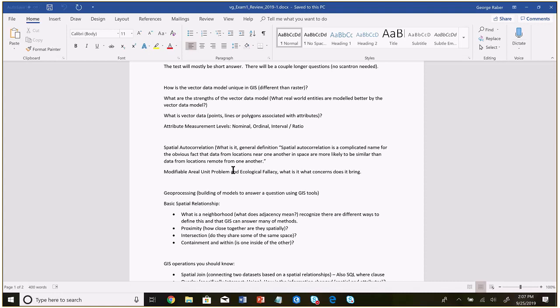All right, spatial autocorrelation. We talked about this a few times in this class. This will be hit a little bit more on the last test, but for now, that's what all those other lectures are about, or one of the things they're about. So what is the general definition of spatial autocorrelation? You should understand that here's Tobler's first law of geography written in a different way: locations near one another in space are more likely to be similar than data from locations from a remote area.